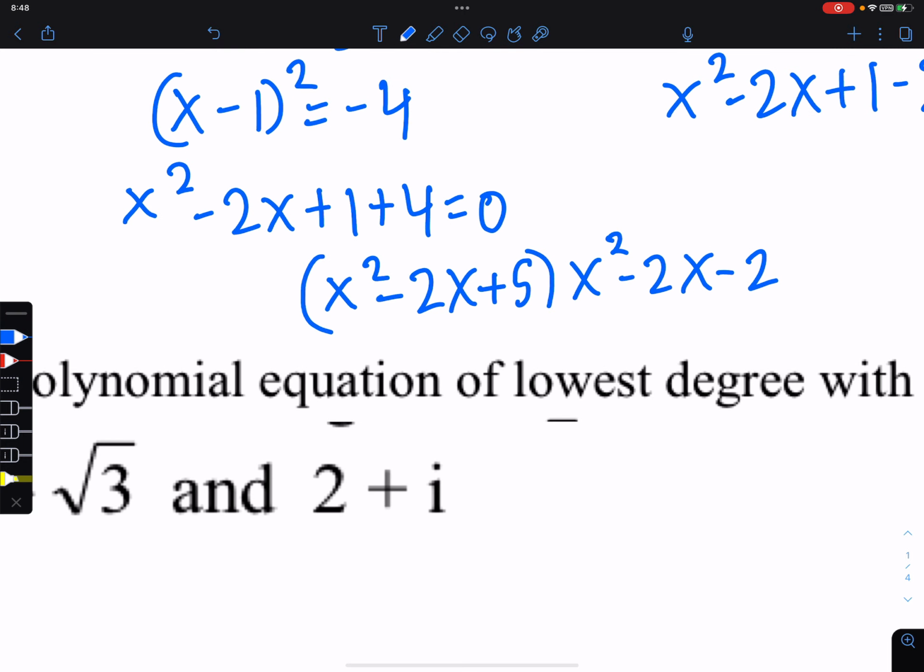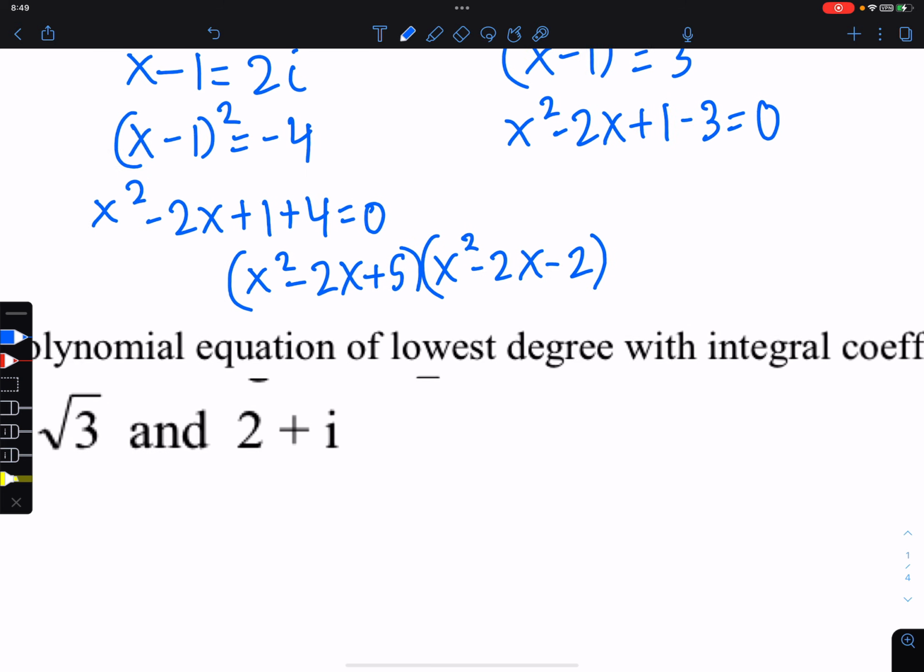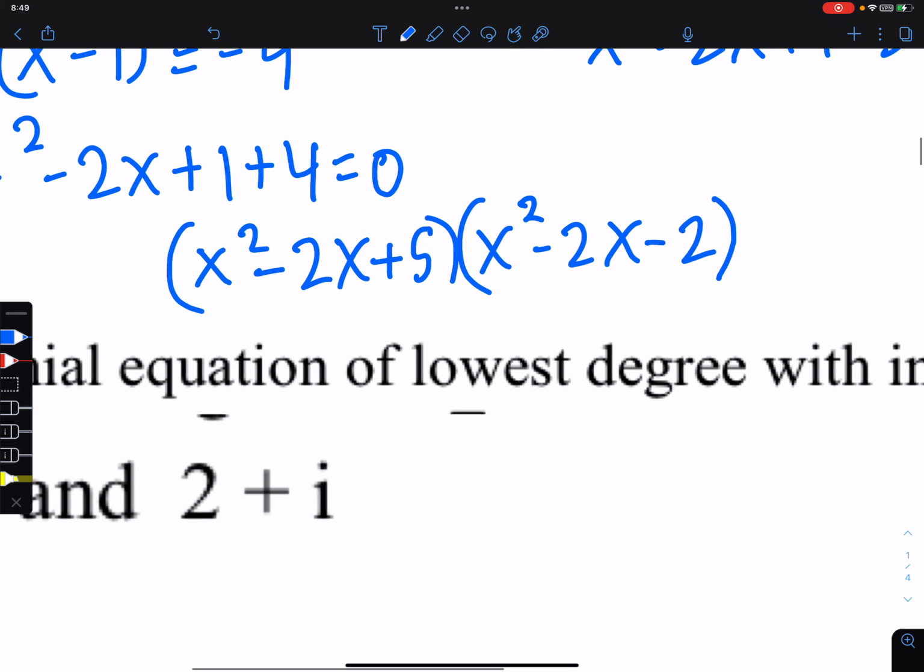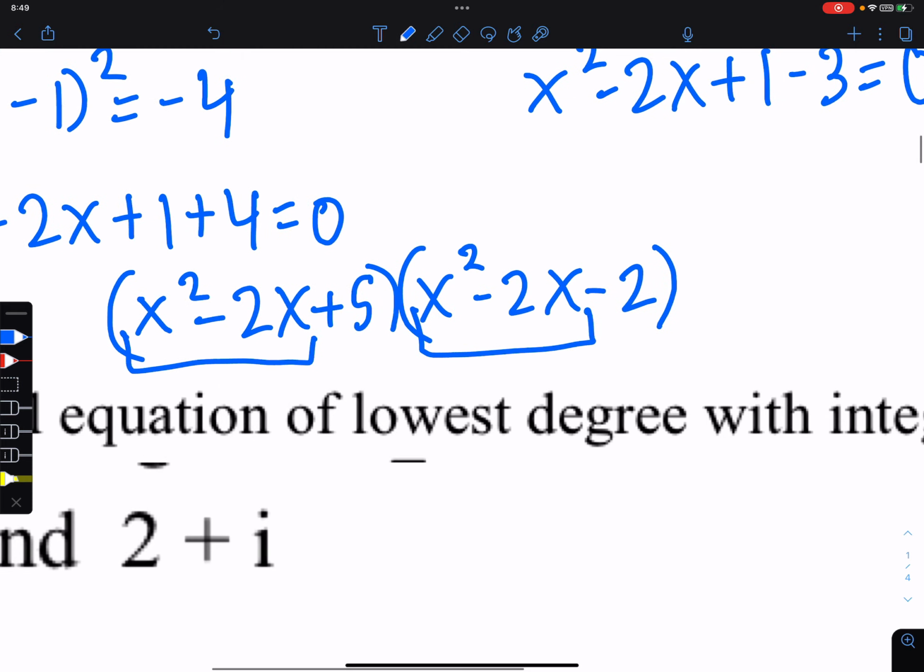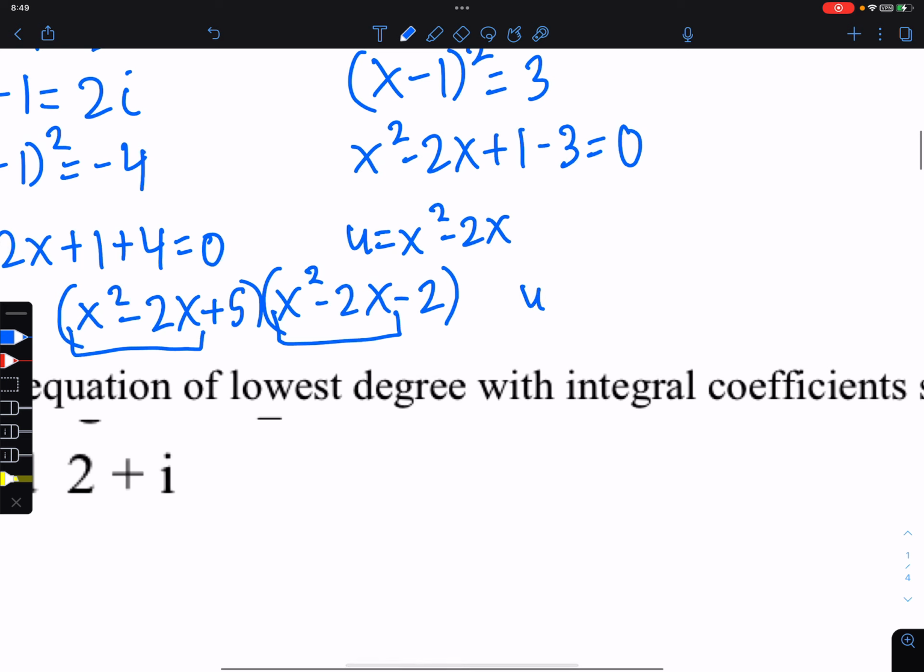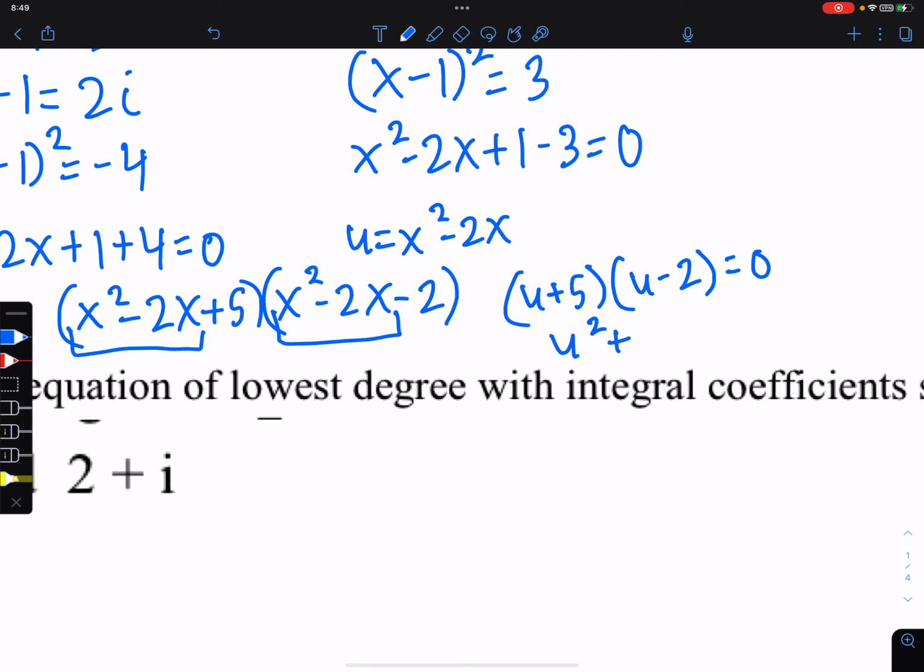Here, if we have to multiply them together, instead of just going term by term, this times this times this times this, if you look at the x's, we can actually do a u substitution to make this easier. So let u equal x squared minus 2x, then we'll get u plus 5 times u minus 2. FOIL this, you get u squared plus 3u minus 10 is equal to 0.